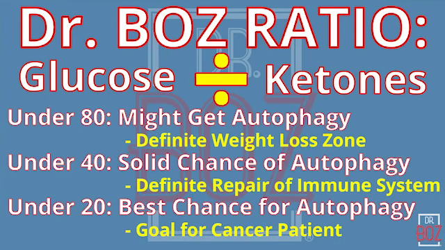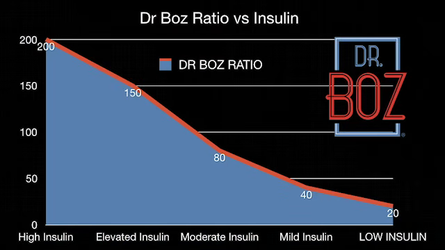Anything under 80% is weight loss. Anything under 40%, you're boosting your immune system. Anything under 20%, you're fighting cancer. Was that right? Yeah, that's a great way to put it. You have the slide that's got that chart.